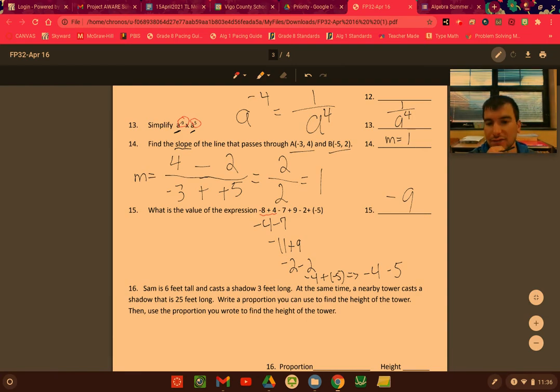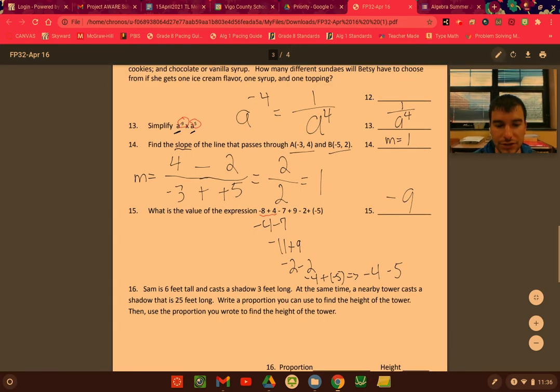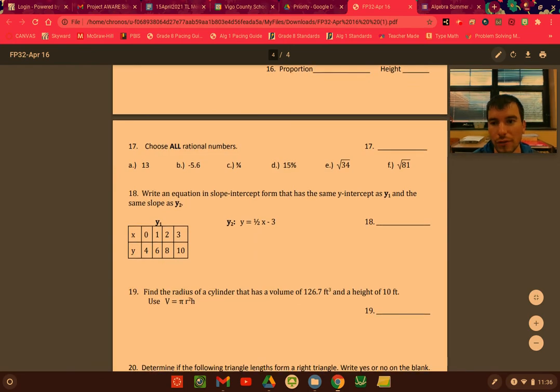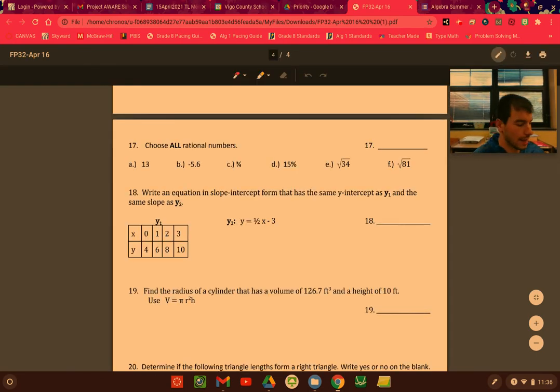So number 15 is negative 9. So there's 3 problems right there, and we got one more for you guys. And it's actually number 17. So if I scroll, choose all rational numbers that apply.